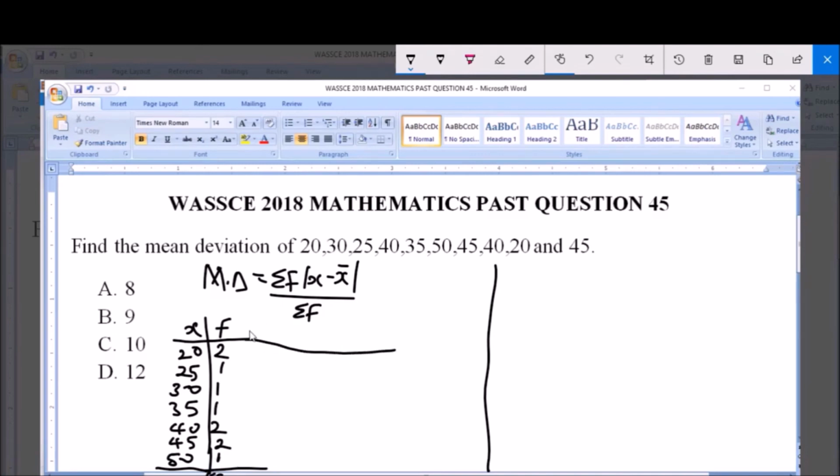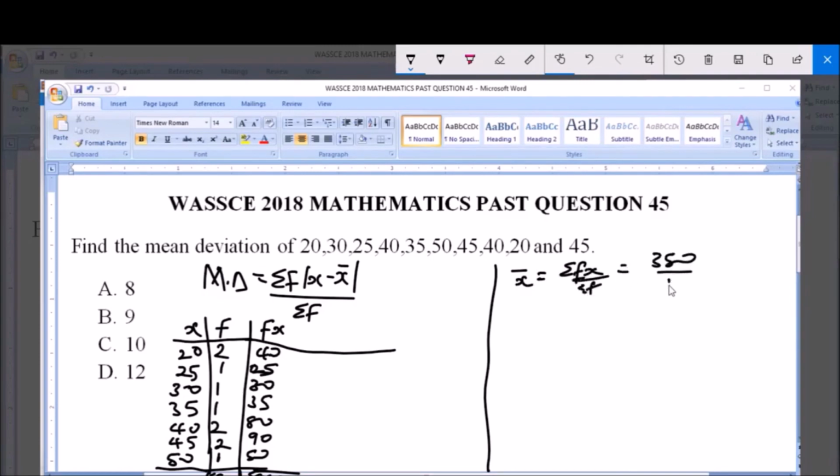Now the next we'll be having is fx. Now fx will be equal to 20 times 2, that's 40. 25 times 1 will give us 25. 30 times 1 will give us 30. 35 times 1 will give us 35. 40 times 2 will give us 80. 45 times 2 will give us 90. Then 50 times 1 will give us 50. Now summation fx is equal to 350. Now from this we can get our mean. Mean is equal to summation fx all over summation f, and that is equal to 350 all over 10, and this is equal to 35. So the mean is 35.